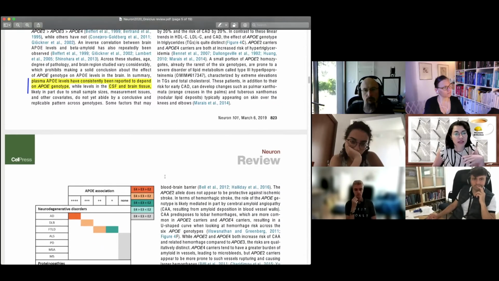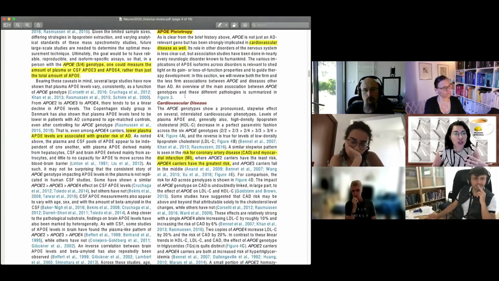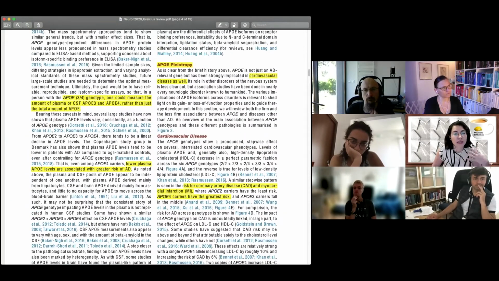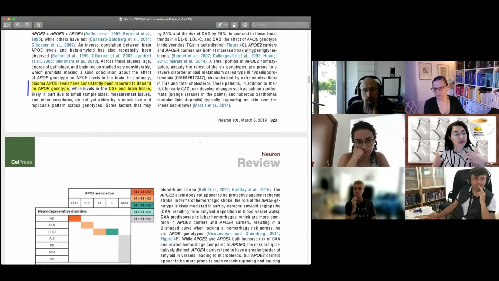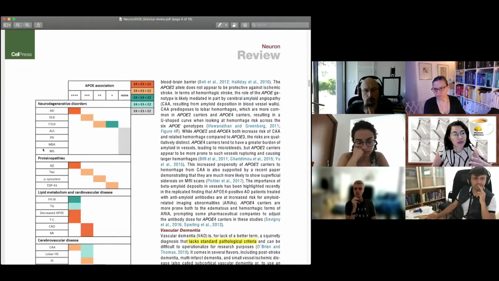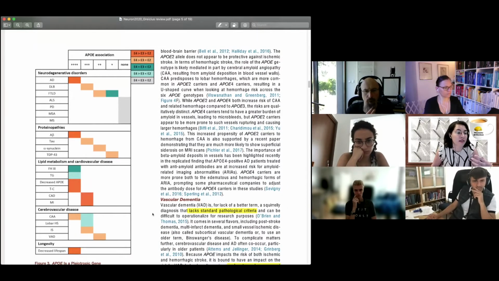So this is to show that the APOE4 has a pleiotropic function, so it's correlated to more dysfunctions in both the cardiovascular pathways, let's say, and also in the brain.